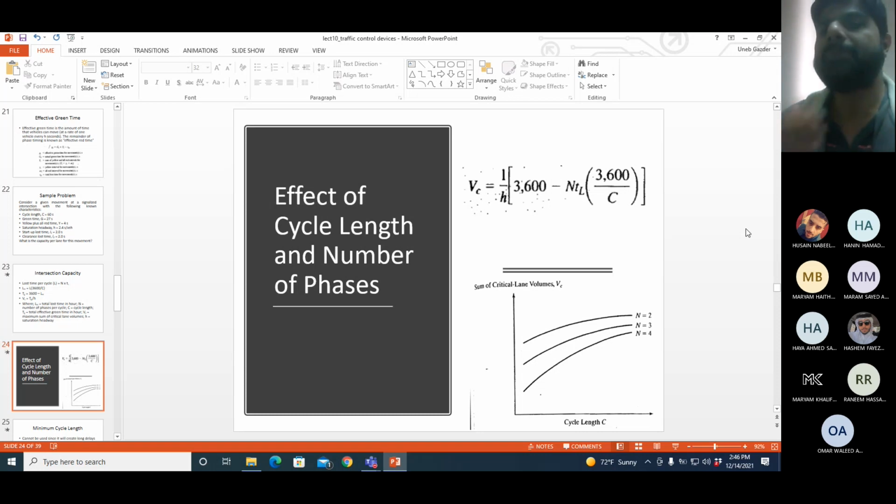So minimize the number of phases, keeping in mind safety, and maximize the cycle length, keeping in mind that it should not be impractical for the driver. Nobody wants to wait for 10 minutes, right?